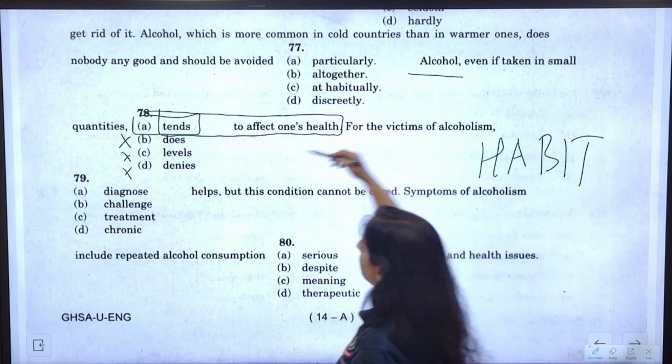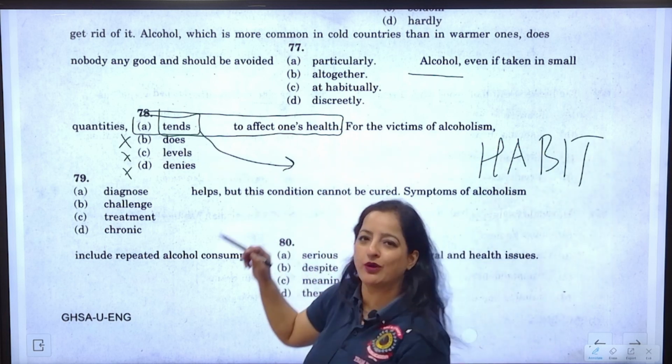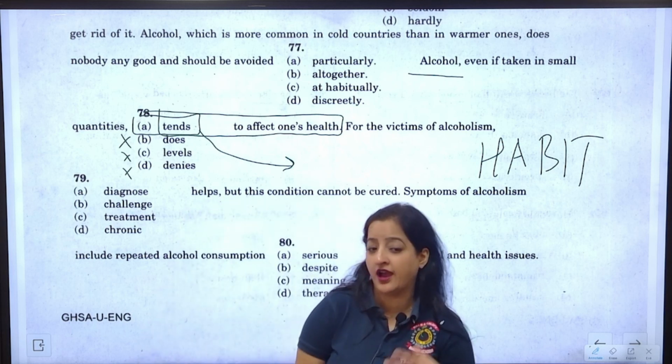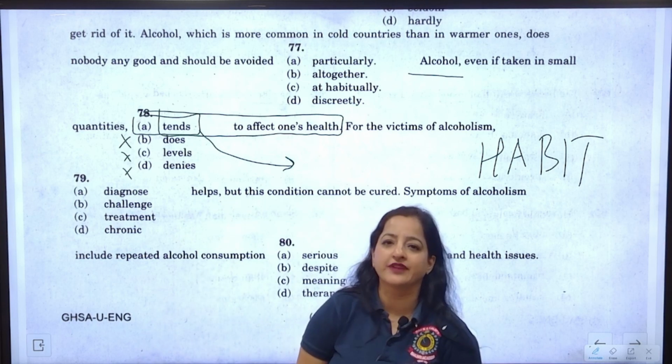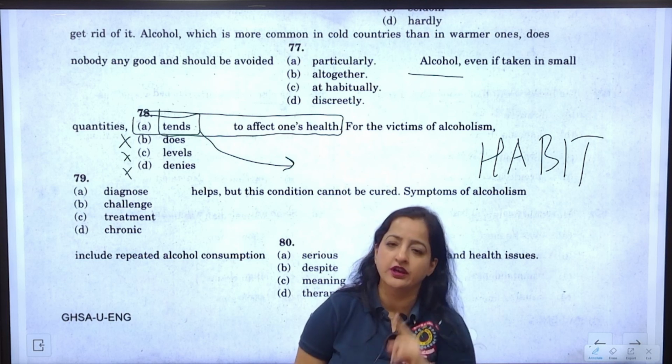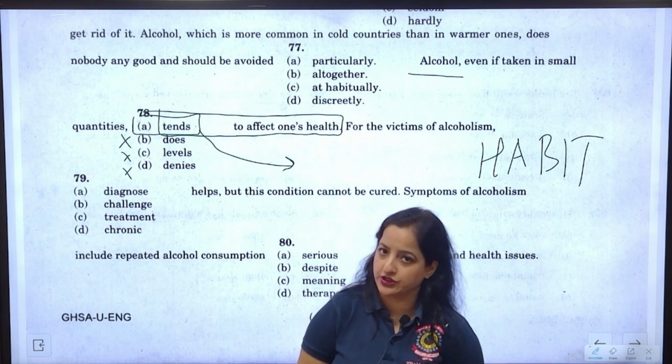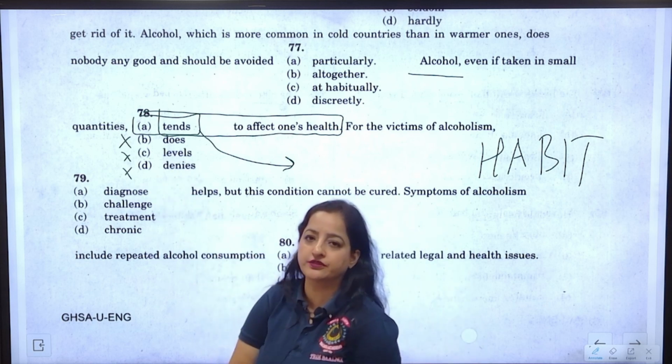And only the word tendency talks about habit. आपको रुझान है, आपकी tendency है, inclination है, आदत है, tendency. And therefore this is the suitable word because of habit which is talked about in the passage. This is another explanation other than elimination.